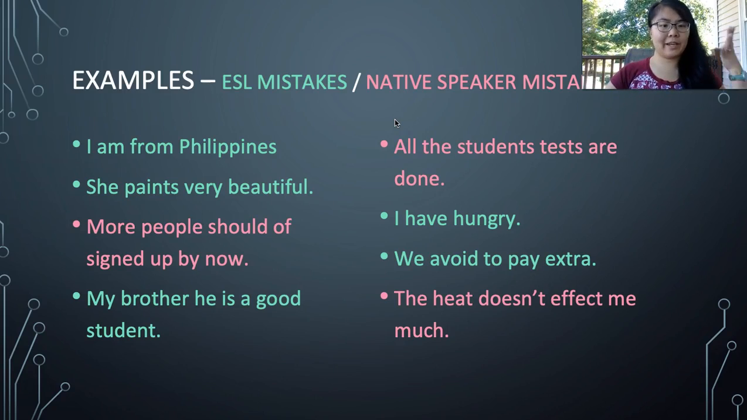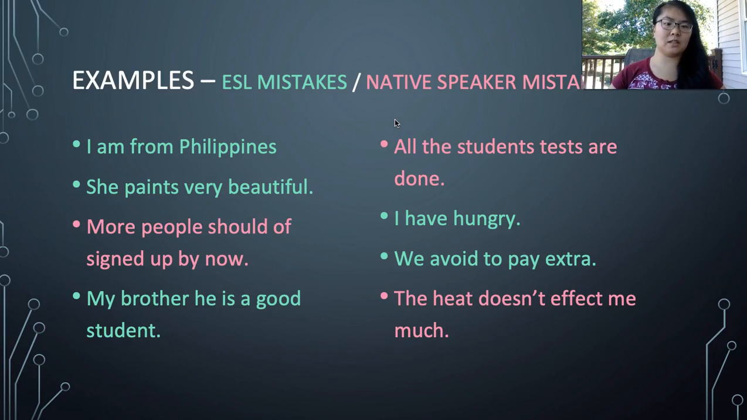Okay, "my brother, he is a good student." This is called a reduplicated subject, or maybe not. That's too big of a word. I believe in certain languages such as Arabic, you repeat the subject. So you have the subject and then you repeat the pronoun and then you can move on to the verbs. So, my brother, he is a good student.